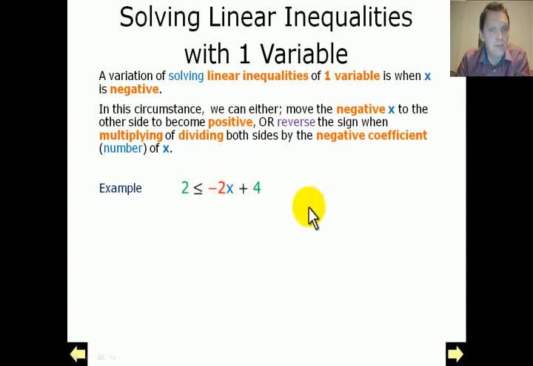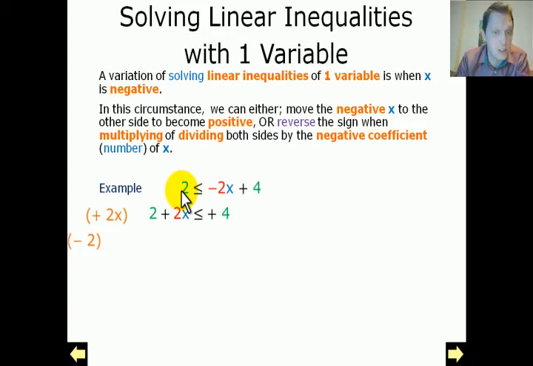So the one way of doing this, I'm going to add 2x to both sides, because eventually I want to get a positive x at the end of this. So if I add 2x to both sides, my negative 2x on this side gets cancelled. On the left hand side I've got 2 plus 2x. Now I'm going to subtract 2 from both sides to remove this 2 from the left hand side. So 2x is less than or equal to 4 minus 2. So 2x is less than or equal to 2.